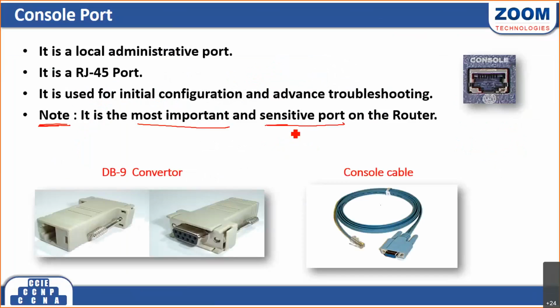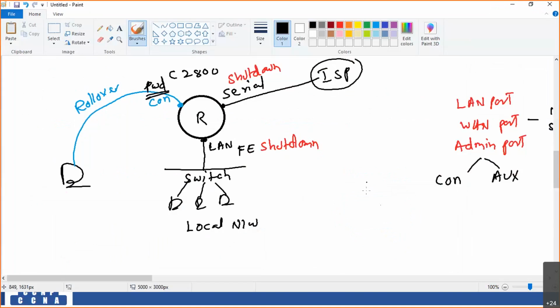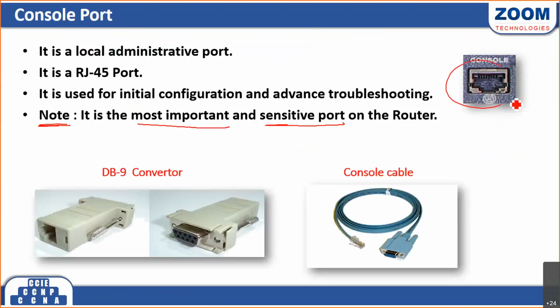And what is a sensitive port? Sensitive port means you are connecting the console cable to the console port, and then removing it, connecting in the morning and removing in the evening, frequently, a number of times. If you keep plugging in and plugging out, inside the console port there are very sensitive copper plates, and those copper plates will be damaged. If it's damaged, then there is no use of the console port, and we cannot do troubleshooting. So once you connect it, fix it.